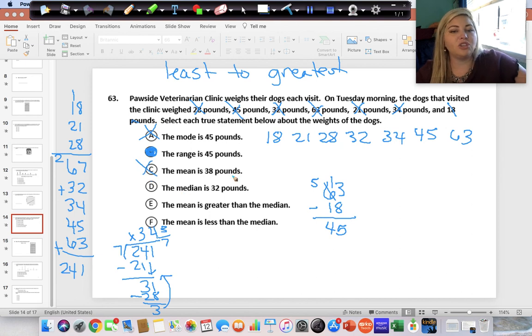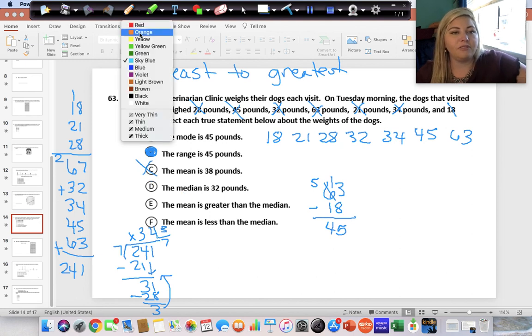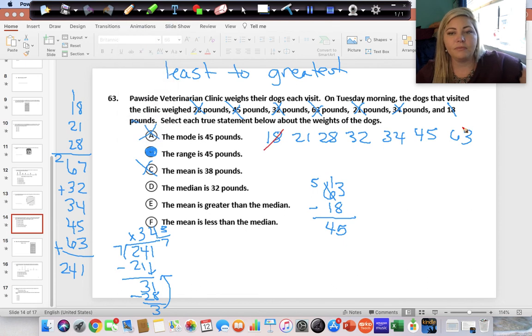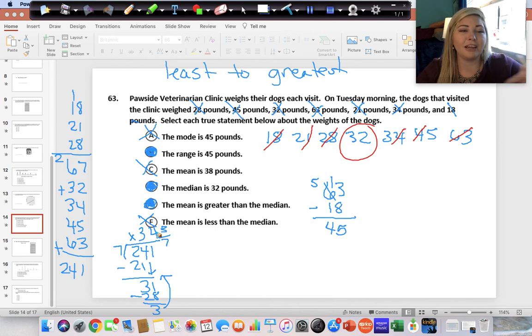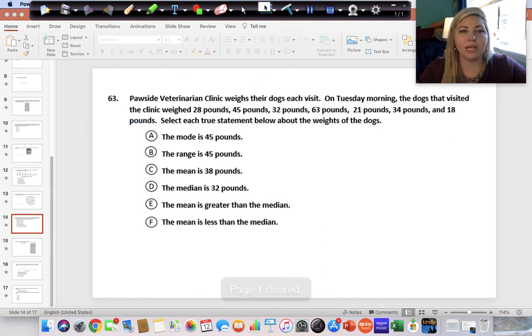The median is 32. To find the median, we have to find the middle number. So I'm going to cross off on either end until I get to the number in the middle, which is 32. So that is correct. The mean is greater than the median. 34 and 3/7 is greater than 32, so that's true. The mean is less than the median. No, if it's more than the median, it cannot also be less than the median.